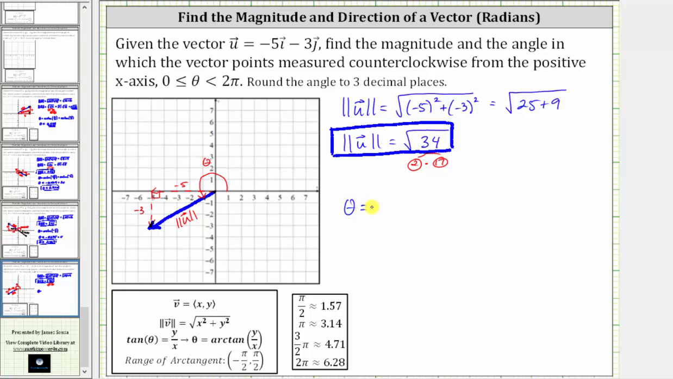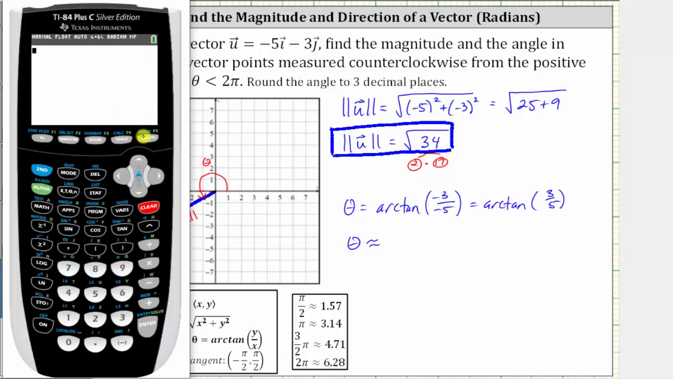Theta is equal to arctangent of the ratio of the opposite side to the adjacent side, or y divided by x, which is negative 3 divided by negative 5. Simplifying, we have arctangent of positive 3/5. And now we go back to the calculator.